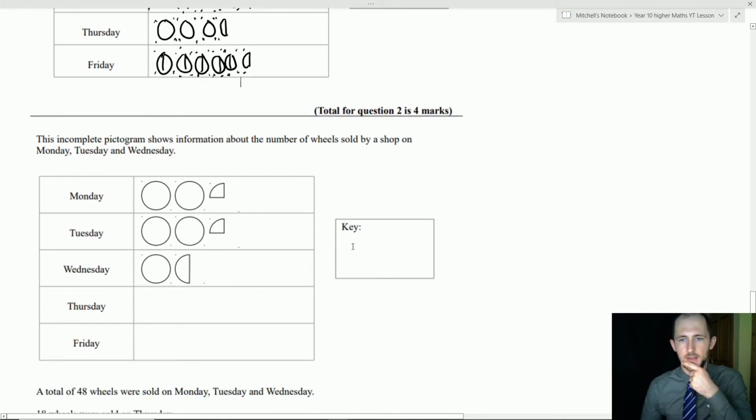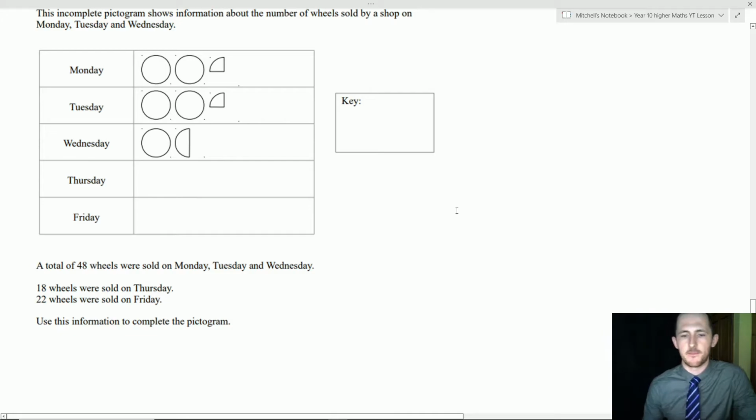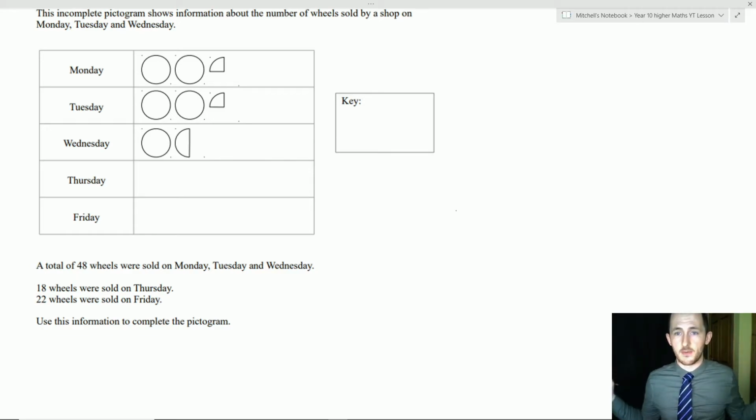Okay. Perfect. So, this is probably as hard as pictograms get. You should be able to see that. We need to complete the diagram, and we don't have a key. At the moment, I have no idea what we can do.